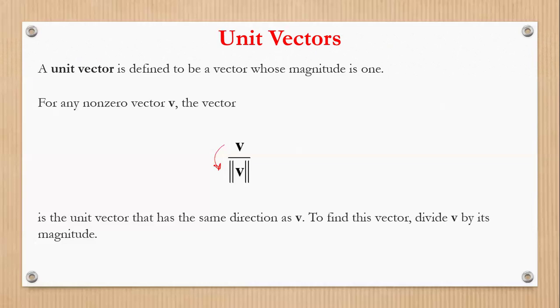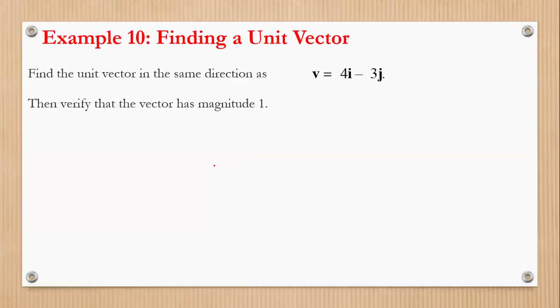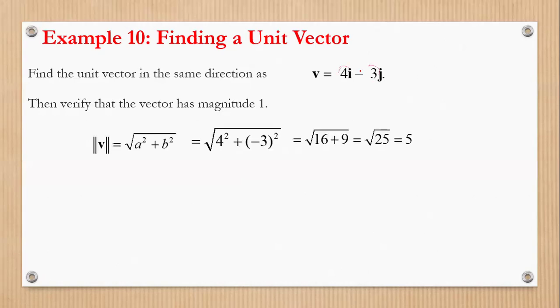Let's see an example. I want to find a unit vector in the same direction as vector v. My vector v is 4i minus 3j. So what do we do first? We need to find the magnitude first. To find the magnitude, I need to square the components, add them together, and then take the square root. So the square root of 4 squared plus negative 3 squared, which is 25, and the square root of 25 is 5.